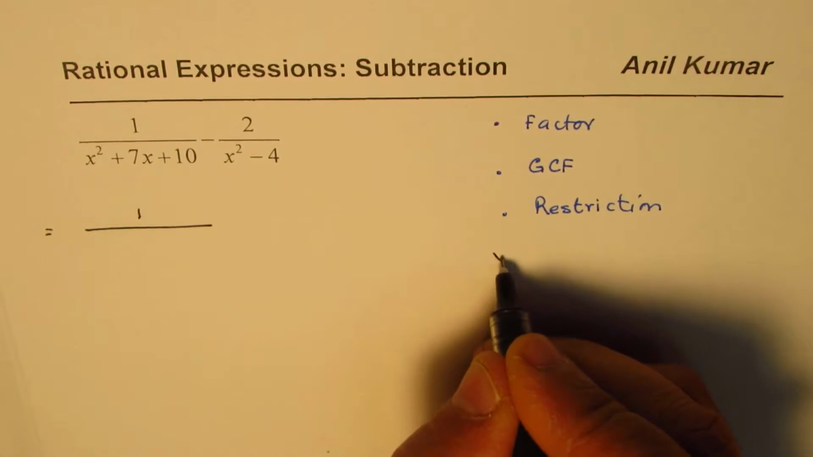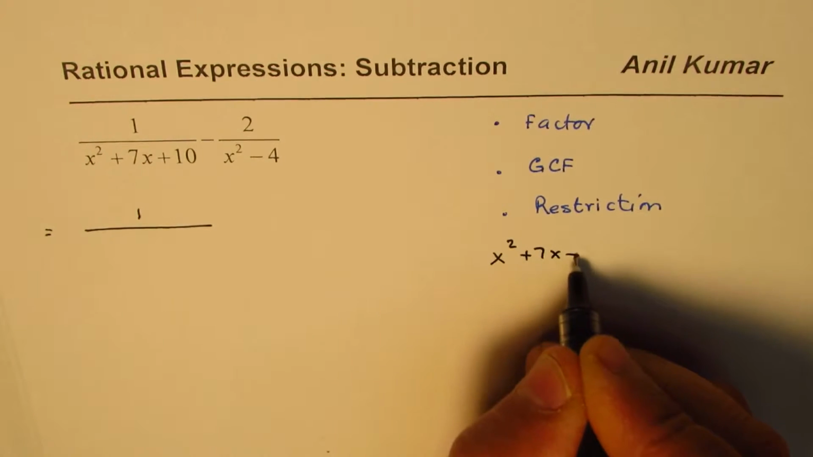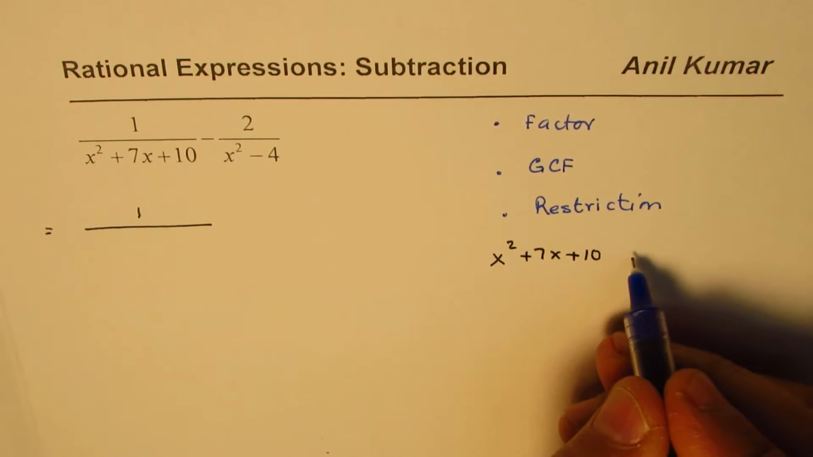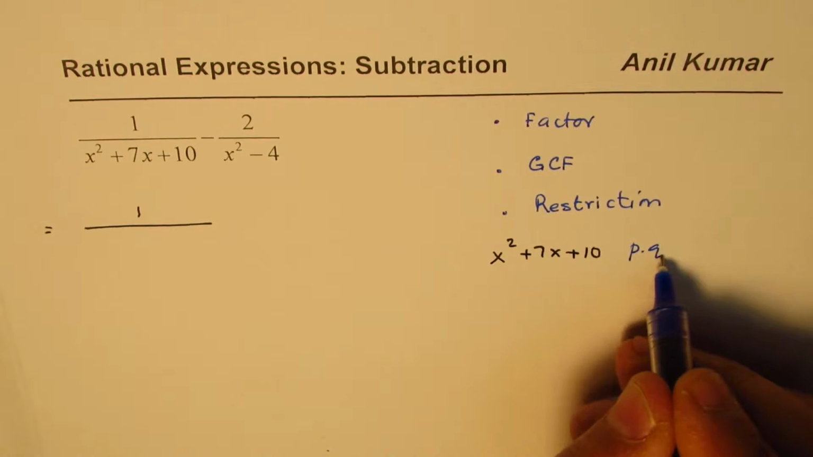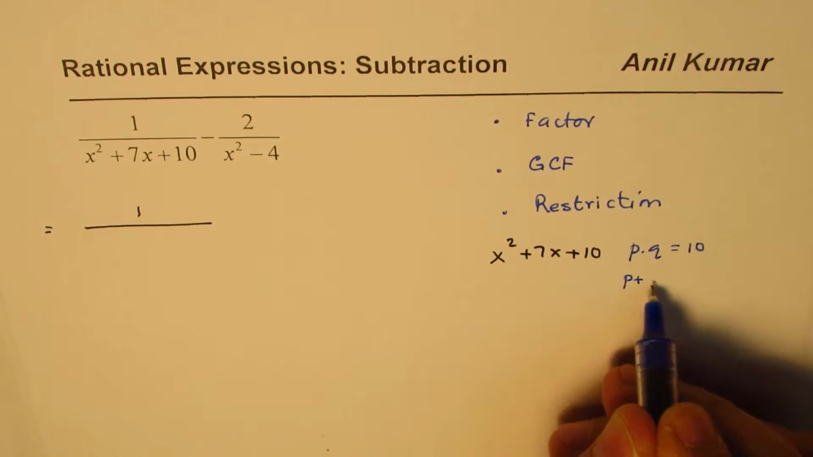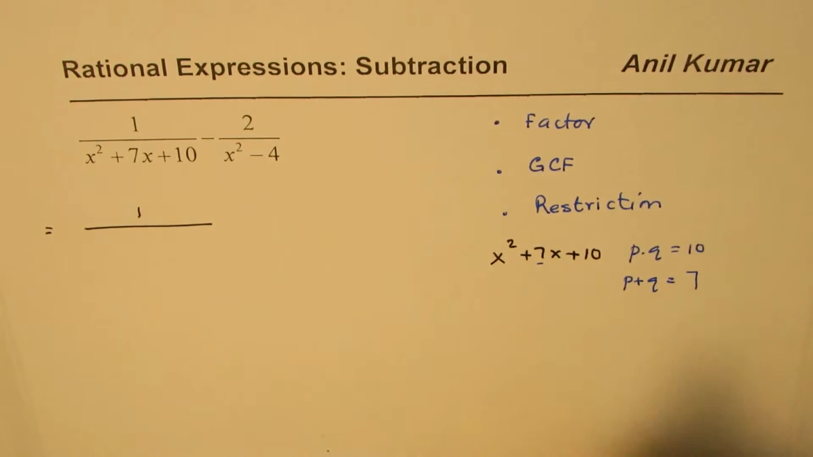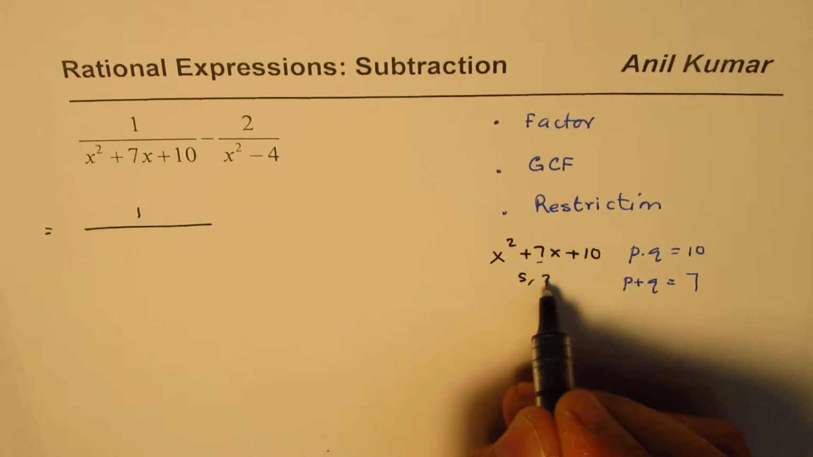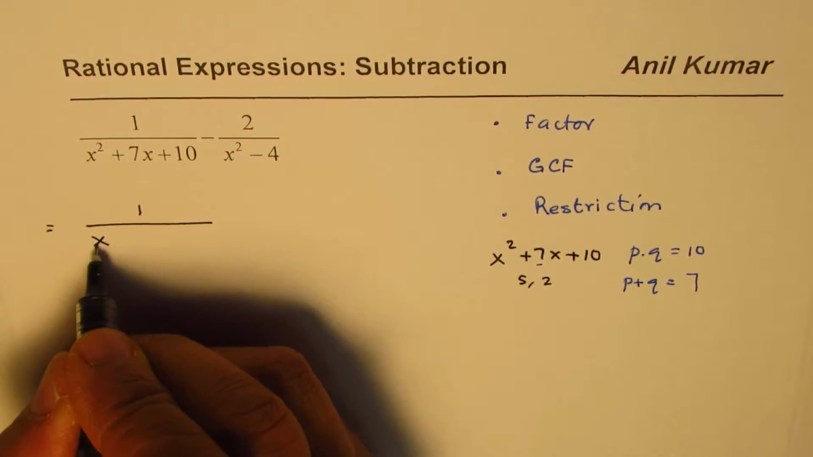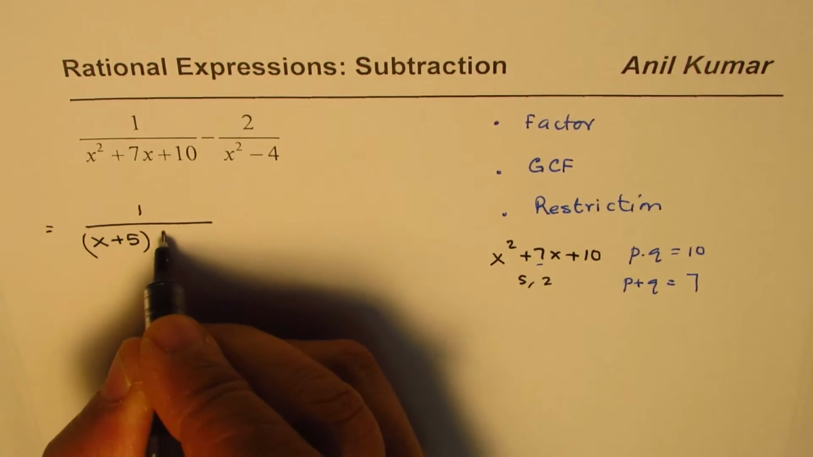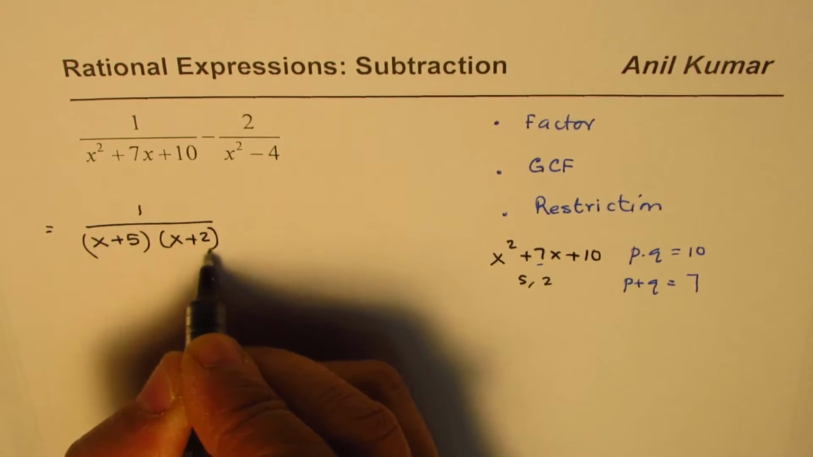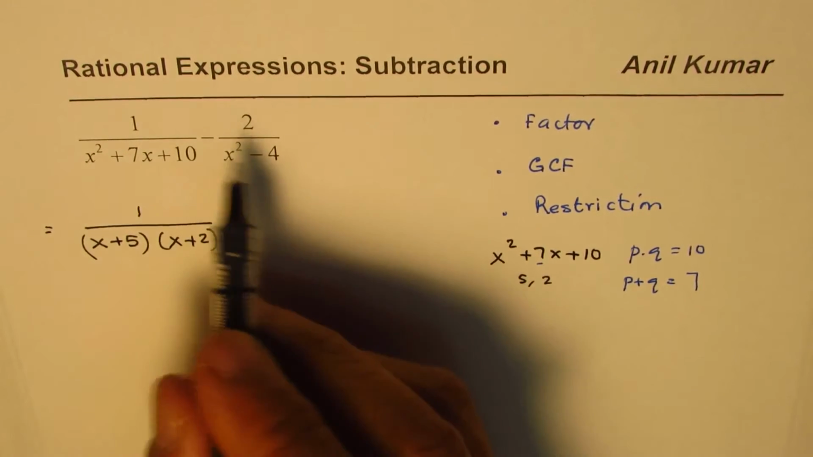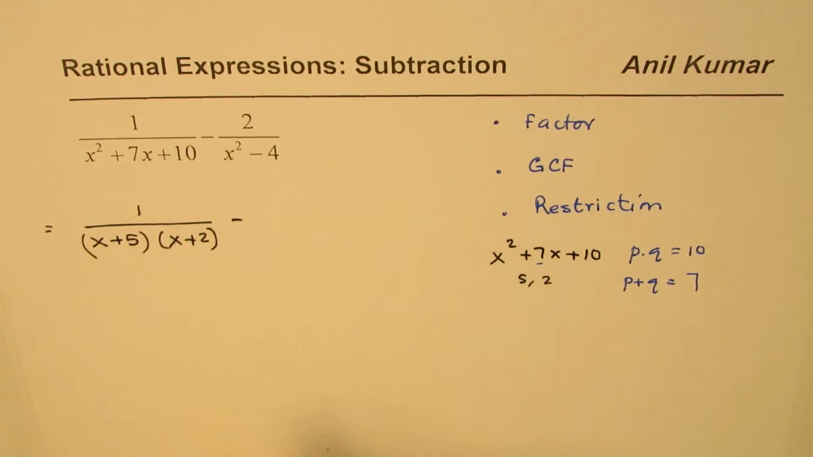How do you factor this? We have x squared plus 7x plus 10. We are looking for two numbers whose product should be 10, right? So when you multiply, you should get 10. And when you add those two numbers, you should get 7, right? So that is how we could factor. Clearly, the numbers are 5 and 2, right? So 5 and 2 can work. So we could write this as (x plus 5) times (x plus 2). You may go through factoring techniques, just review that before getting into rational expressions operations.